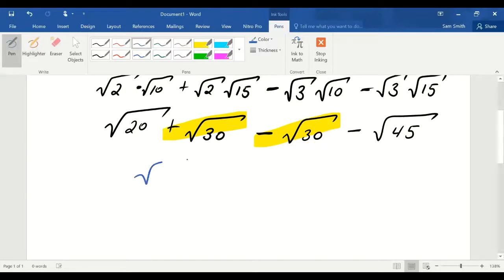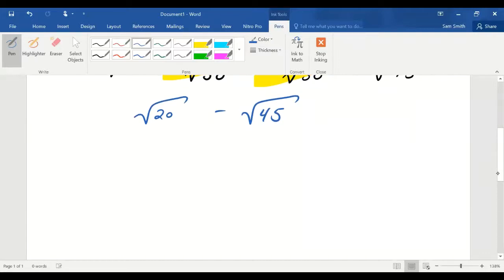I'm left with root 20, take away root 45. Now it may seem as though these 2 terms are not like terms, and therefore we can't do anything to combine them. But we can't say that for sure until those terms have been individually simplified. So let's break down 20. The first that occurs to me is 4 and 5. 2 and 2. 45, the first thing I think of is the 3 and 15, and 3 and 5.